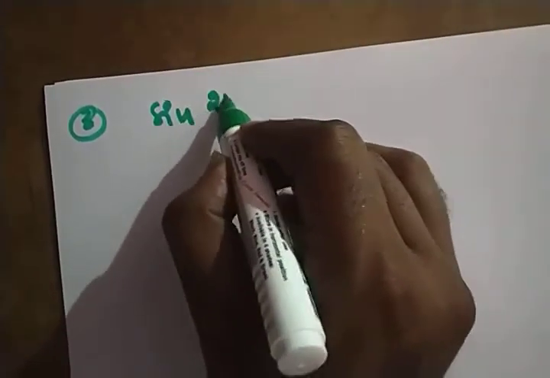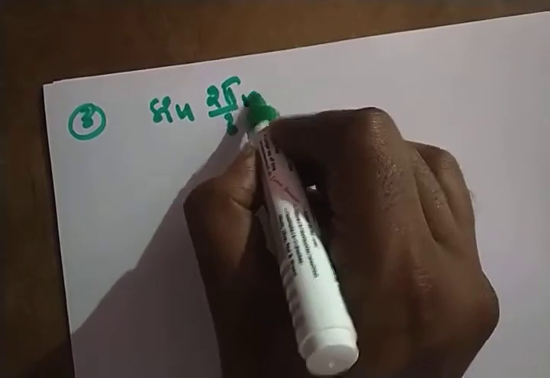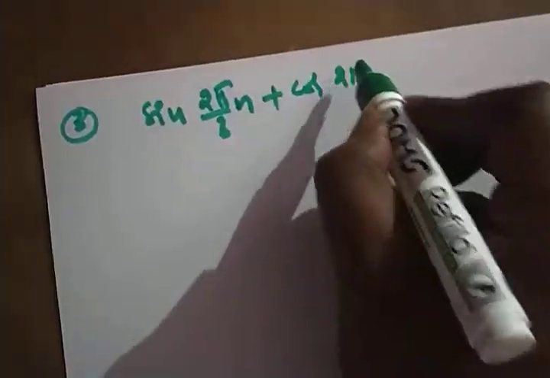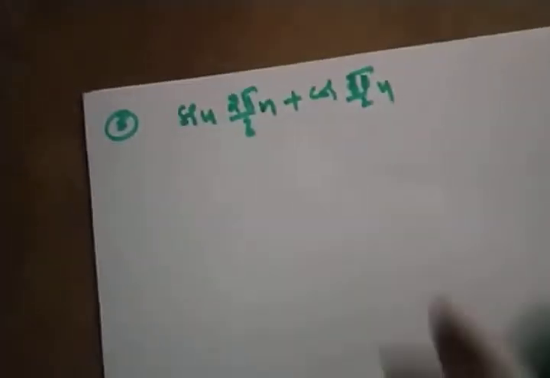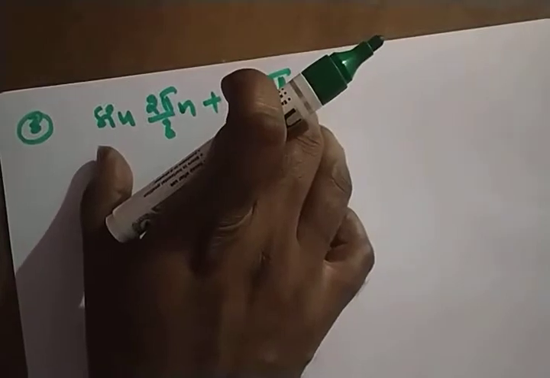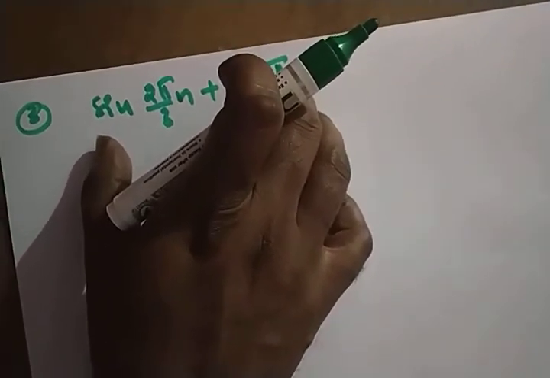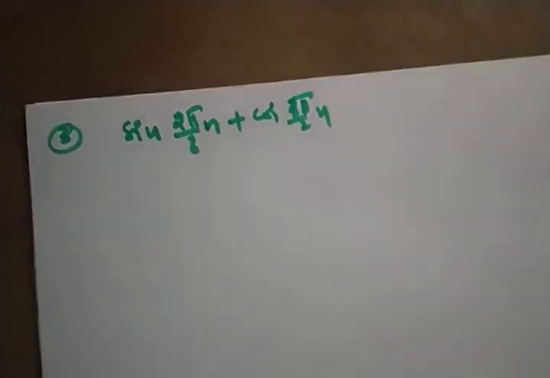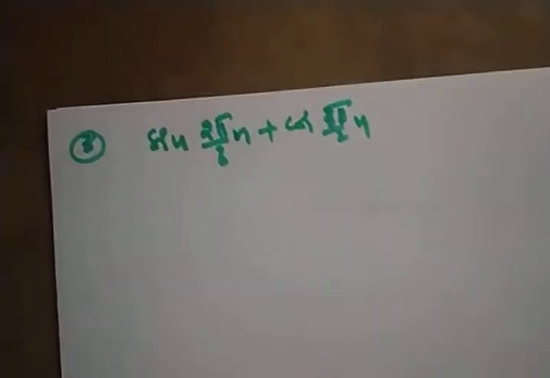Next we'll solve another problem. Third problem. Here you have two functions: sin(2πn/3) + cos(πn/2). Find out whether the signal is a periodic signal or an aperiodic signal. If it is periodic, find out the time period.